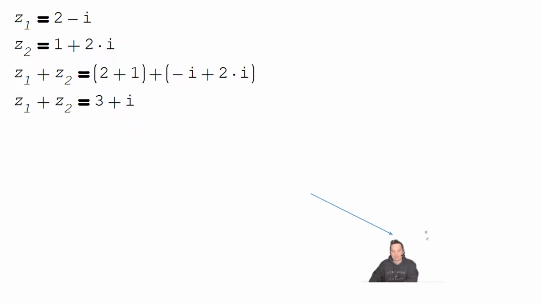So this number here that I've drawn first, this arrow, if you like, represents the number 2 minus i. The 2 is the real part, negative i is the imaginary part. So what it says is basically go 2 to the right and then 1 down. That's all it really says.